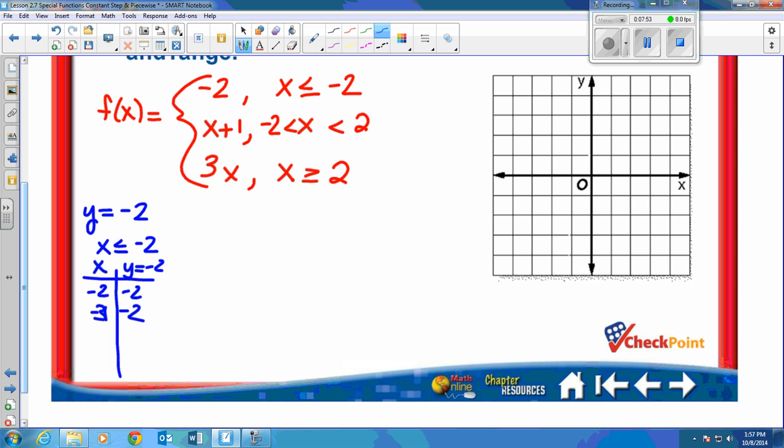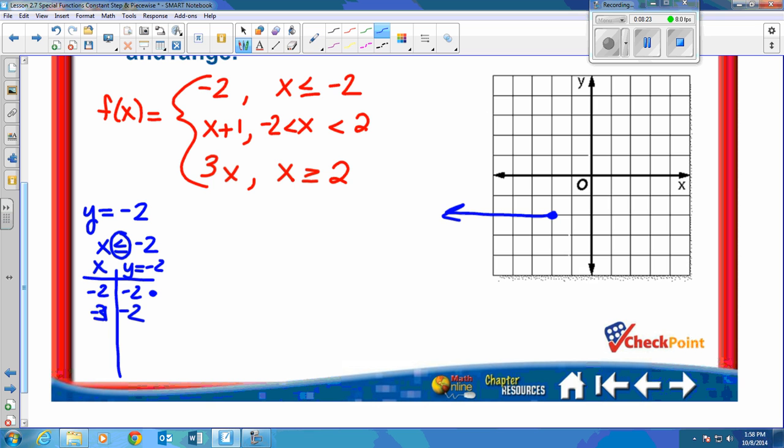So if I know my starting point right here, he's a closed circle because it's less than or equal to. So negative 2 is a closed circle. I'm going to graph the horizontal line, y equals negative 2. It's a constant for all the x's that are less than or equal to negative 2. So all the x's in this direction. My slope is 0. I go up nothing, over something. Right?